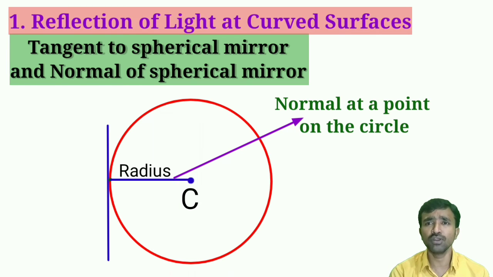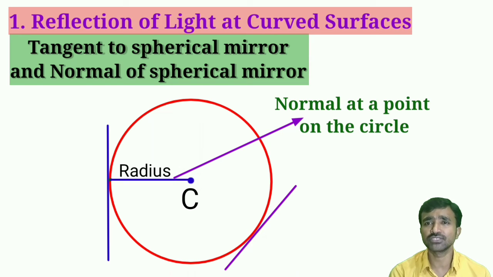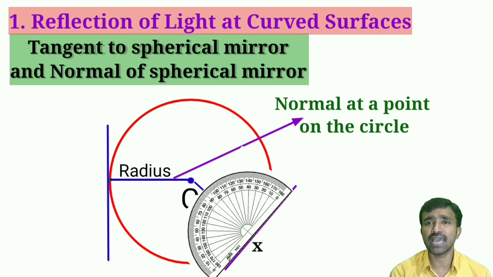One more time we will verify this. On another side of the circle I am drawing a tangent. Suppose I take that point as x. Then I connect x with the center of the circle, and measure the angle between this tangential line and the radius at this point. You will measure 90 degrees again.